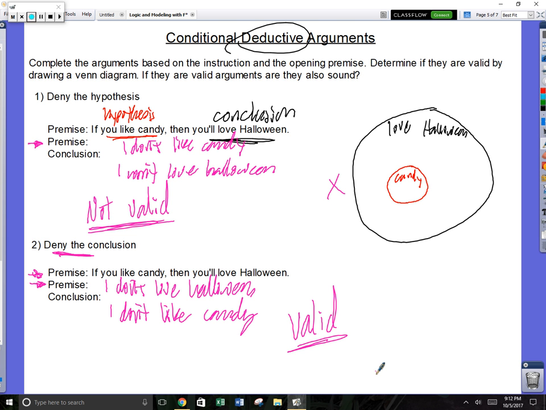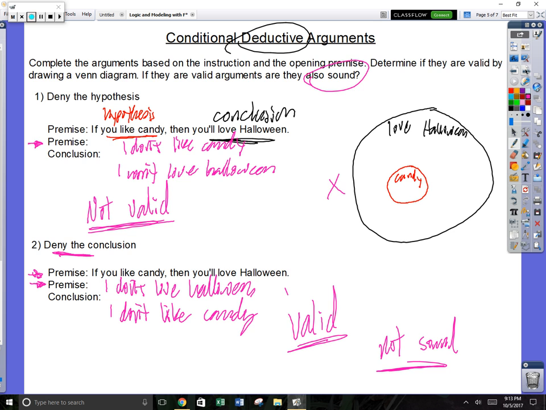Now the question is, is it sound? Are my premises legit? And probably not. This first premise, just because you like candy, it's not a guarantee that you're going to love Halloween. So the logic is good. Don't worry about the premises. You just follow the logic. That is a very logical scenario. But it is not sound because this first premise is questionable. That's not true for every person on earth. So that is not a sound argument.